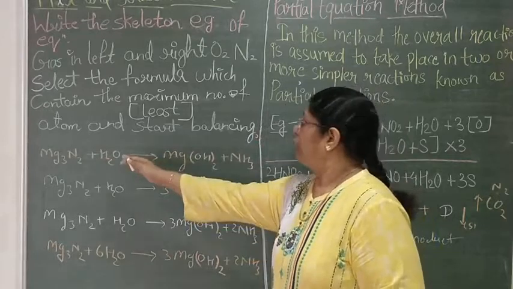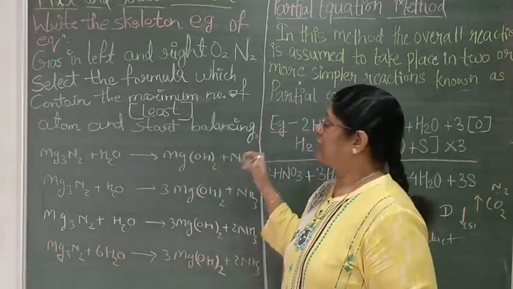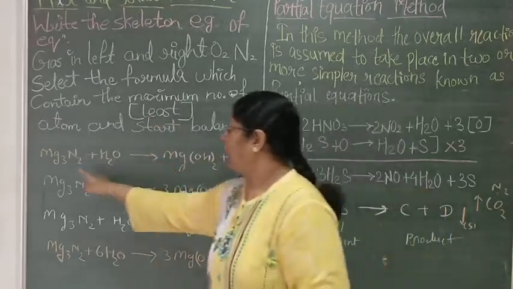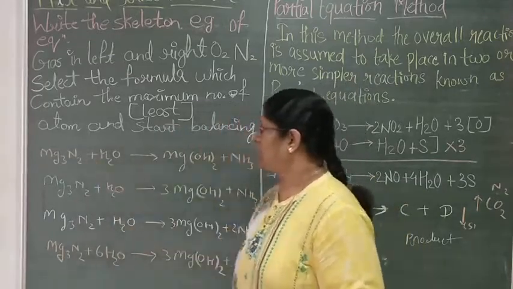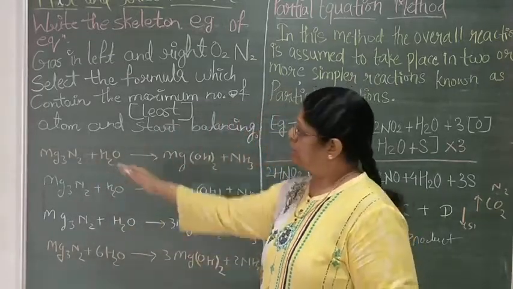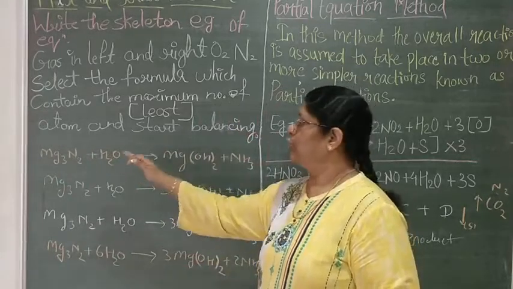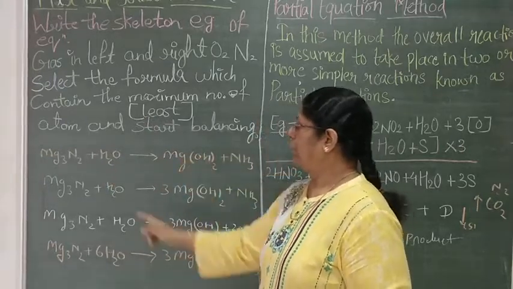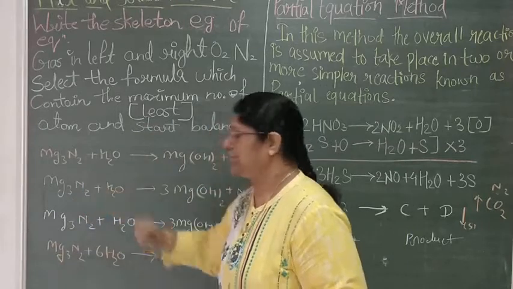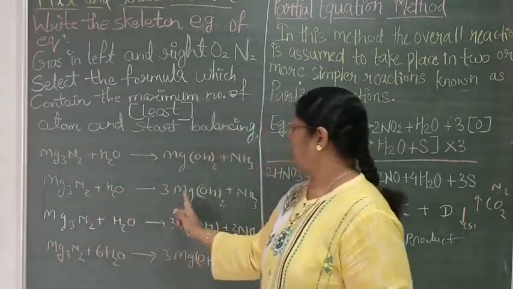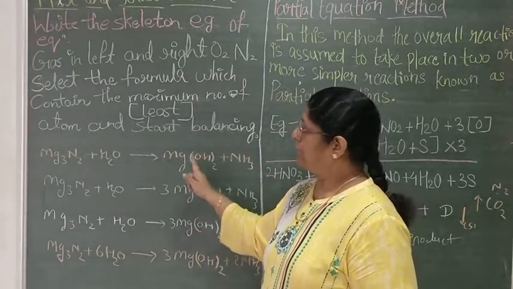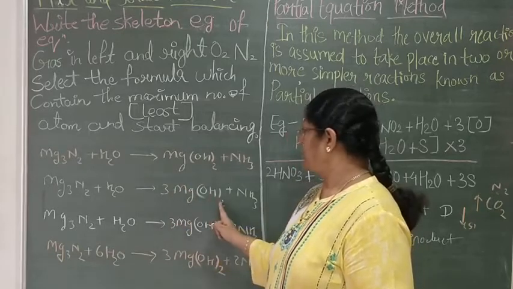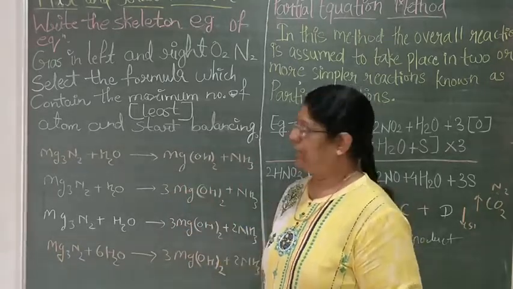Now I am watching in this reaction which is the maximum number of any element. I got that magnesium is 3, nitrogen is 2, hydrogen is 2, and oxygen is 1. So definitely I will start with magnesium. To balance, first I will use magnesium. Again I will write the same reaction, Mg3N2 plus H2O, and I will write 3 Mg(OH)2 because if I want 3 Mg, I will multiply this by 3. So my magnesium is balanced now.